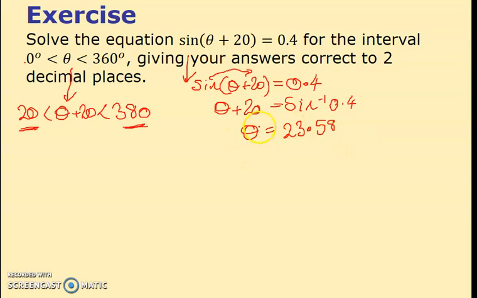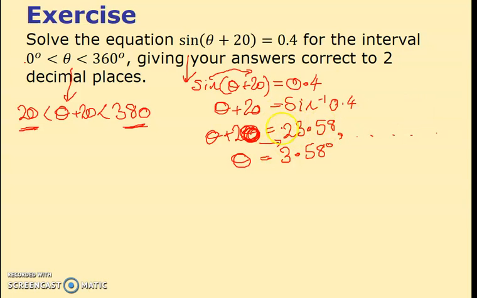That's theta plus 20. Let's write that. But of course now theta moves to be on its own. The 20 moves over. That becomes a minus when I move it over, and I think that's just 3.58 degrees. Have I made a mistake? Yes, I have, because I didn't include any other answers.